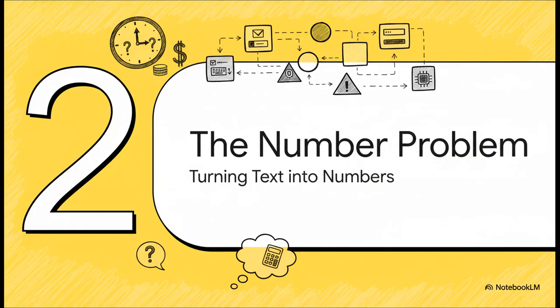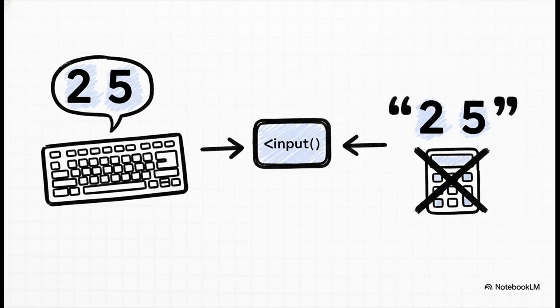Okay, so that was awesome for names, which are just text. But what if we need a number? Like someone's age or the price of an item. This brings us to our first little puzzle on this journey. And here's the catch. This is a really important one. The input function always gives you back text.